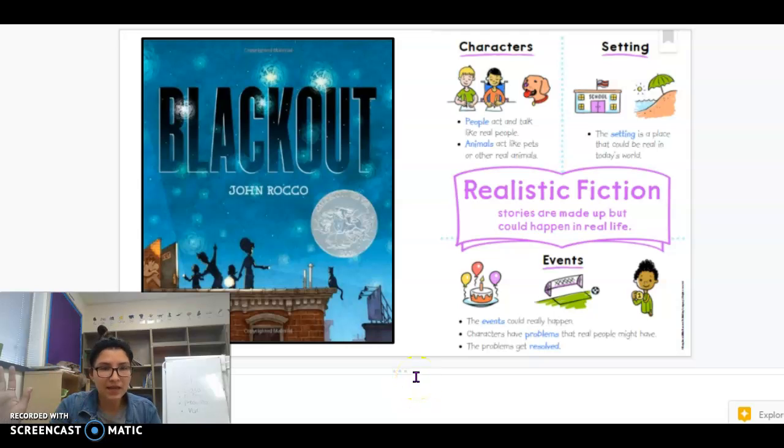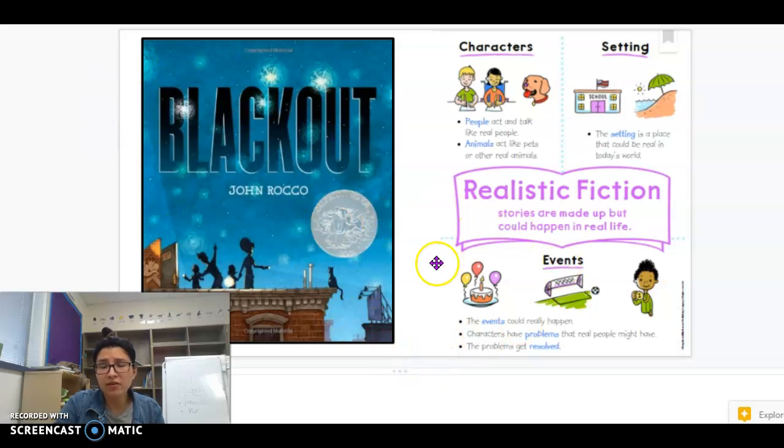The story's made up, but all the different things that are happening in the story could actually happen. The characters act and talk like real people. The animals, I don't know if there are any animals, I don't remember. Well, here's a little cat, so all the animals act like pets or other real animals would. And the setting, which is a city and an apartment complex, those could be real places, right? So this is a great example of realistic fiction.